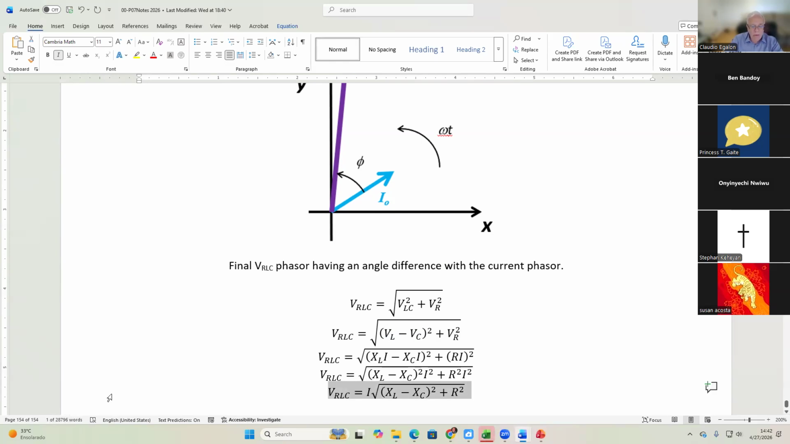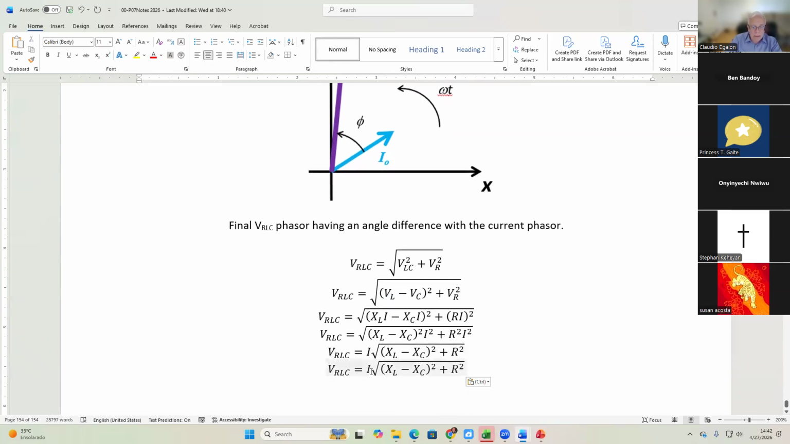I call it Z. Books usually call it the parameter Z. Okay? It's still Ohm's law. V equal to Zi. Okay? And that was item B, to find the net voltage of the circuit. That's the VRLC.